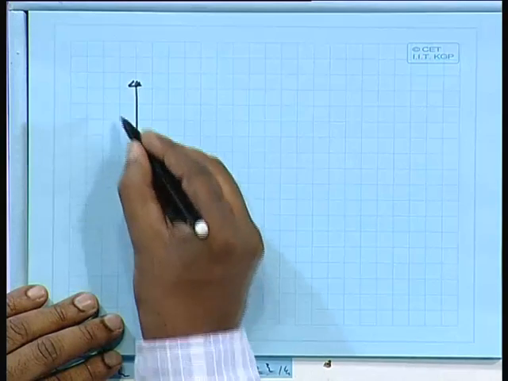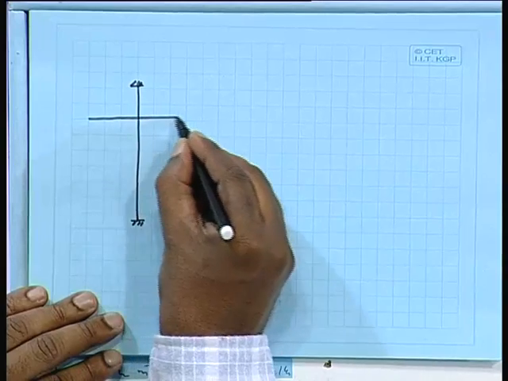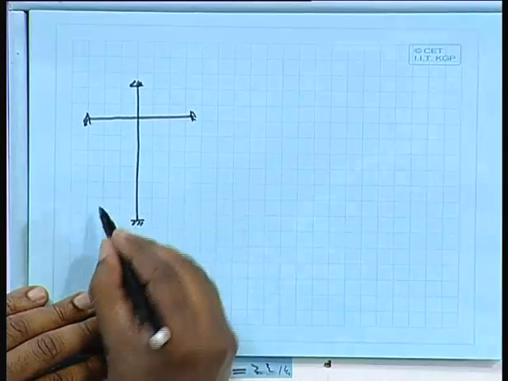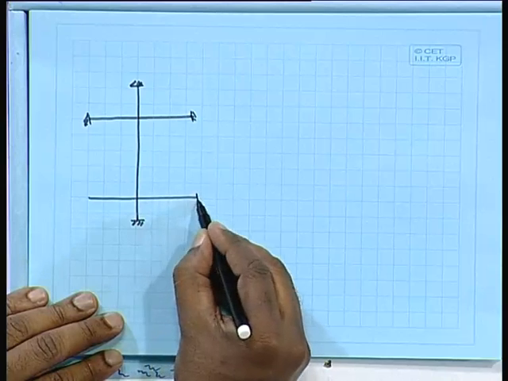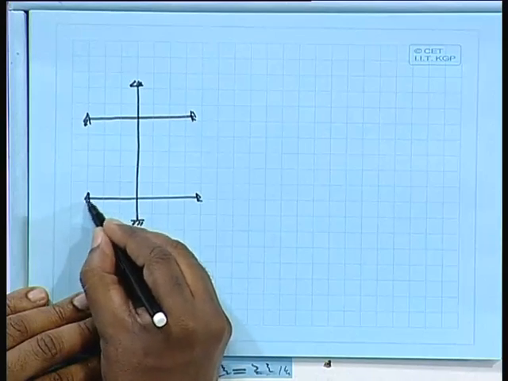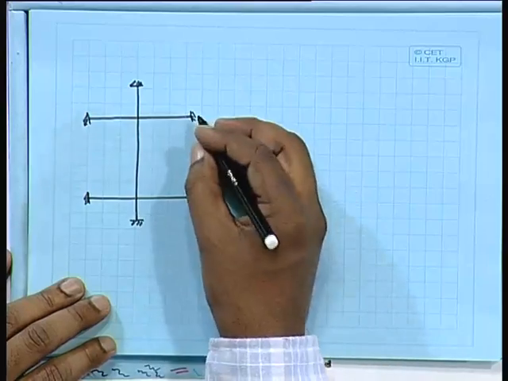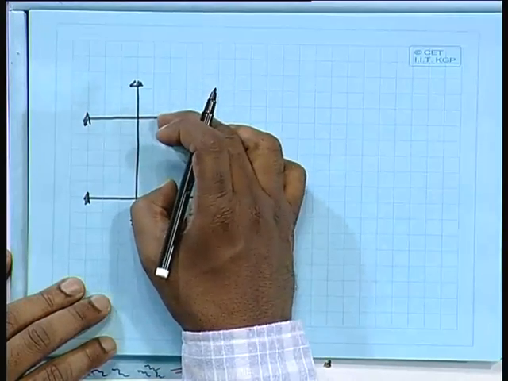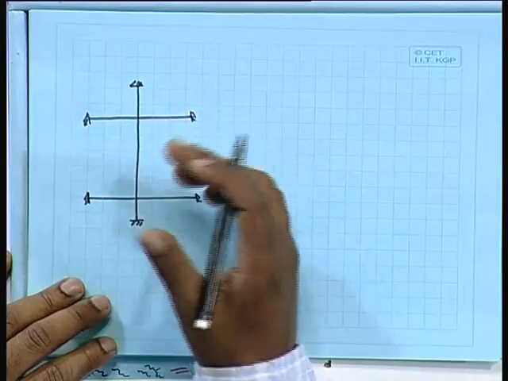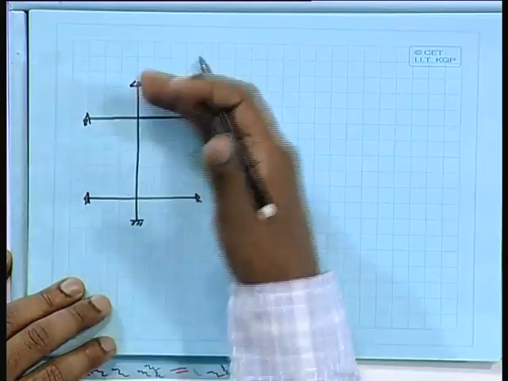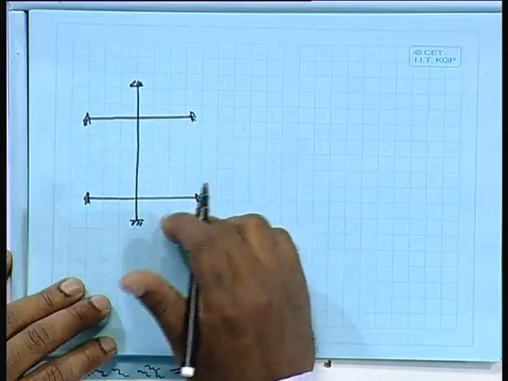We are taking a frame, and let us say this is a part of one building frame. We are taking a part of it and only in one plane. It could be the other way also, but we are taking only one plane.